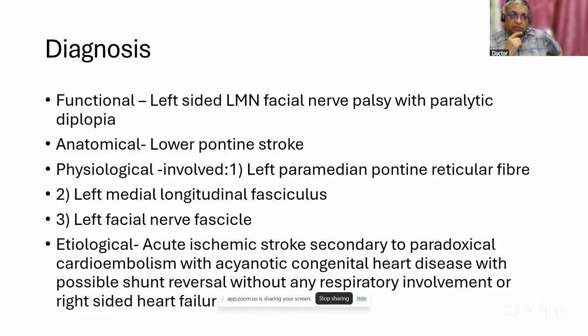Did you examine the fundus of that patient? What was the vision of that patient? The vision was normal. We examined the vision by Snellen's chart. It was 6/6. The fundus was also normal. There was no papilledema or any disc changes.